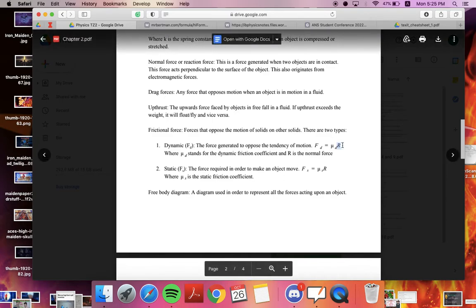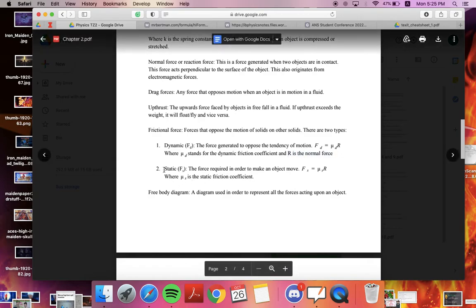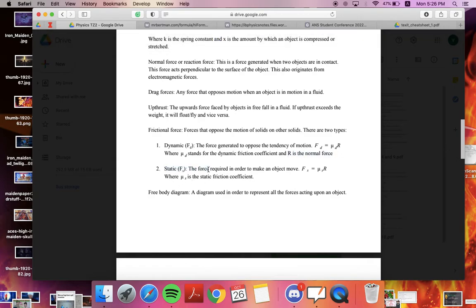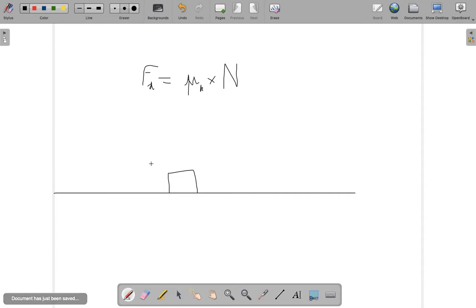I've used R over here, but you can use N as well, but R is just the normal force. Now static friction is the force required in order to make an object move. Think about a box that's already sitting on the floor on a carpet, and if you try to push it, you notice that unless you start pushing it with a certain amount of force or apply some amount of strength onto it, it doesn't really move. And this is because of static friction.